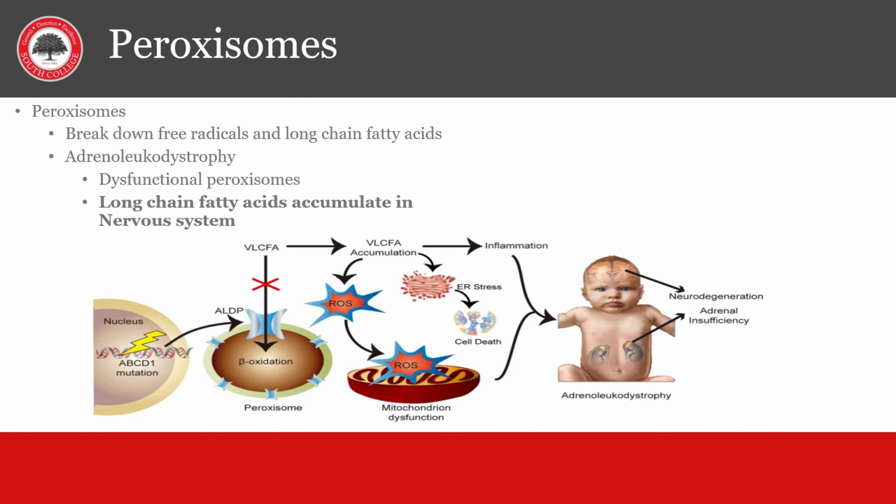Peroxisomes are a lot like lysosomes but smaller, and use hydrogen peroxide to break down waste substances. An example of their failure is the disease adrenoleukodystrophy, which causes long-chain fatty acids to build up in the nervous system.